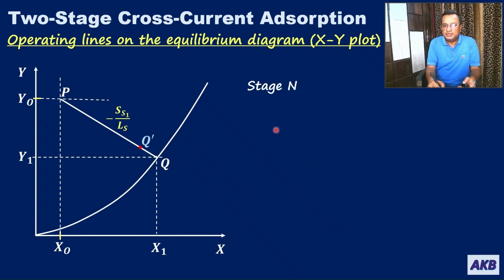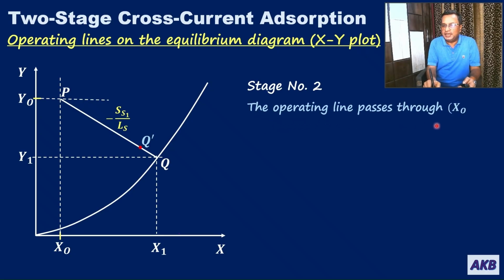Now, let us talk about stage number 2. For stage number 2, the operating line passes through these points. One point has coordinates X0, Y1, and the other point has coordinates X2, Y2. Capital X0, capital Y1, capital X2, capital Y2. The operating line for stage number 2 is going to start at point R. Point R has coordinates of X0, Y1. So the operating line for the second stage starts at point R.